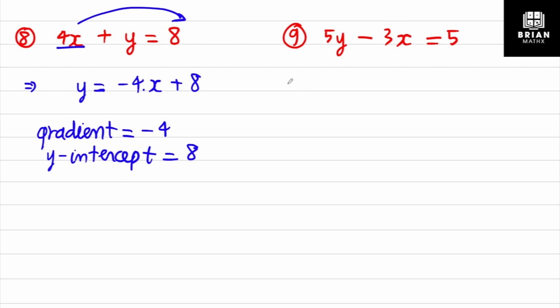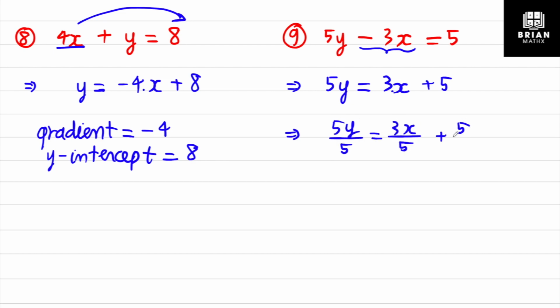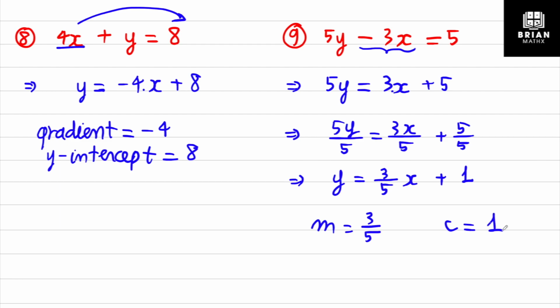Question 9 is a little bit harder. You will have 5y in here. I move -3x from the left-hand side to the right-hand side, becoming 3x plus 5, and then divide both sides of this equation by 5. After this step, I get y here, 3 over 5x here, and this one is 1, because 5 over 5 is 1. So what is m? 3 over 5, easy. And what is c? You get 1. That's it.